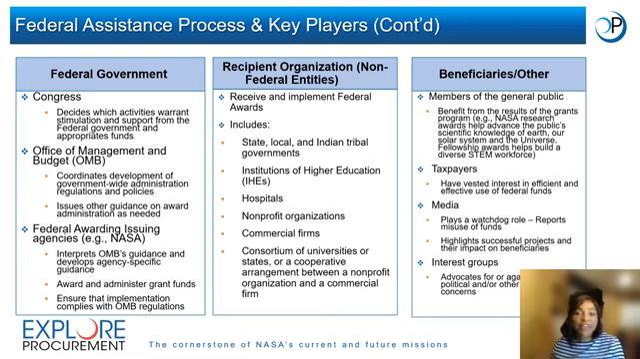Taxpayers have a vested interest in the efficient and effective use of federal funds. The media also plays a watchdog role by reporting on the misuse of funds or highlighting successful projects and the differences that they make in the beneficiaries' lives. Finally, there are interest groups who advocate for or against funding particular applicants, recipients, subrecipients, or programs for political reasons.